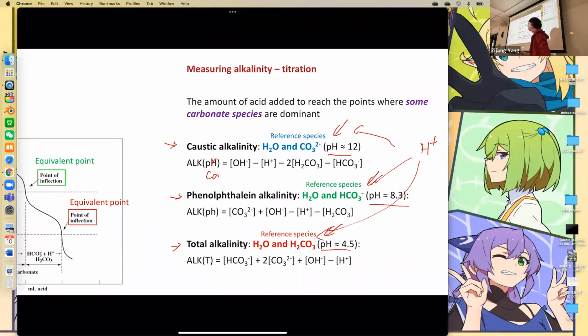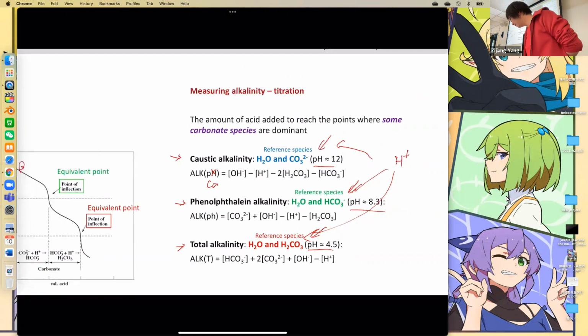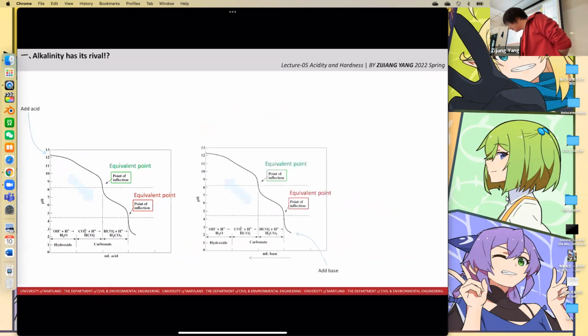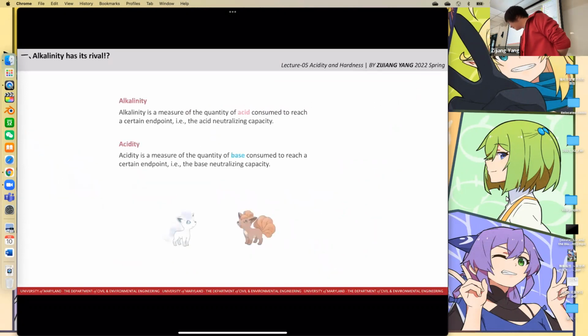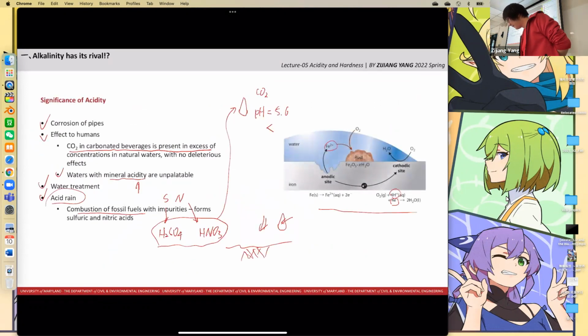Okay, I see what's happening. Yeah, and this one can provide 1H plus. Similarly, this one only can provide 1H plus. So this is 1, but this is 2. So any more questions about this one? No.